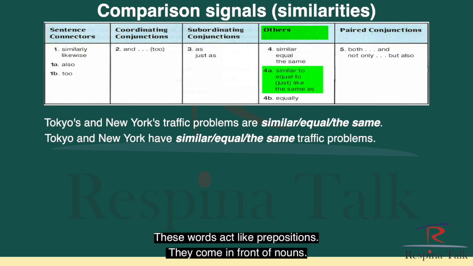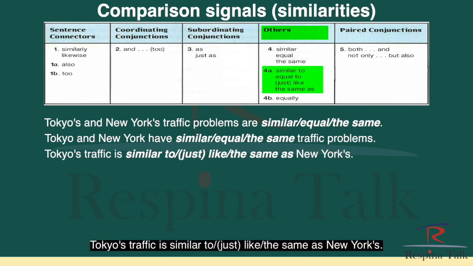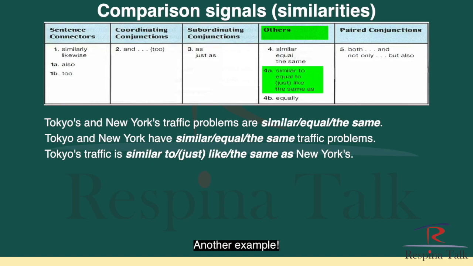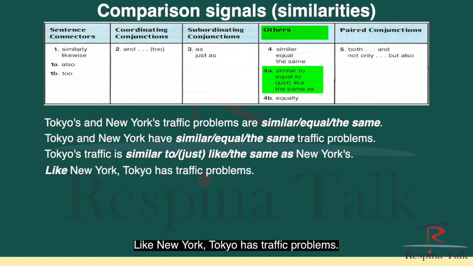These words act like prepositions. They come in front of nouns. For example, Tokyo's traffic is similar to, just like, or the same as New York's. Another example, like New York, Tokyo has traffic problems.